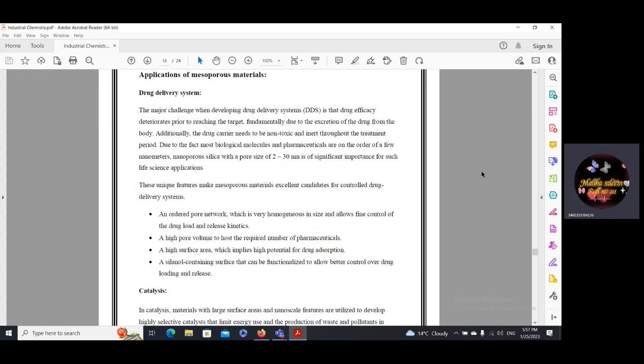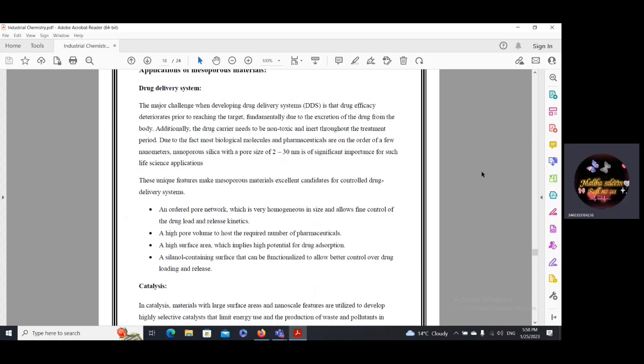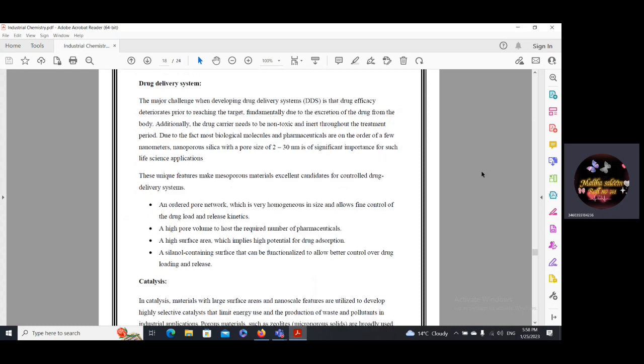Nanoporous silica with a pore size of 2 to 30 nm is of significant importance for such life sciences applications. These unique features make mesoporous materials excellent candidates for controlled drug delivery systems. Number one, a pore network which is very homogeneous in size and allows fine control of the drug load and release kinetics. Number two, a high pore volume to host the required number of pharmaceuticals. Number three, a high surface area which implies high potential for drug adsorption. Number four, a silanol-containing surface that can be functionalized to allow better control over drug loading and release.